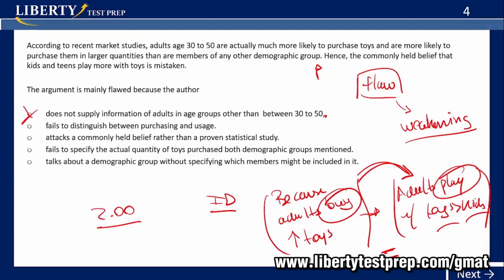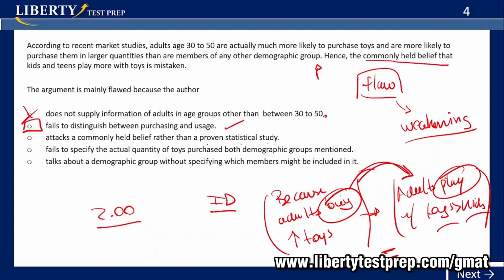Letter B, the argument fails to distinguish between purchasing and usage. That's what we've been talking about, right? The author hasn't really distinguished between these two, and he hasn't really provided any support in order to say that buying is equal to playing. So that's our answer. Letter C, attacks the commonly held belief rather than a proven statistical study. No, there is nothing wrong with attacking or criticizing or trying to weaken a commonly held belief.